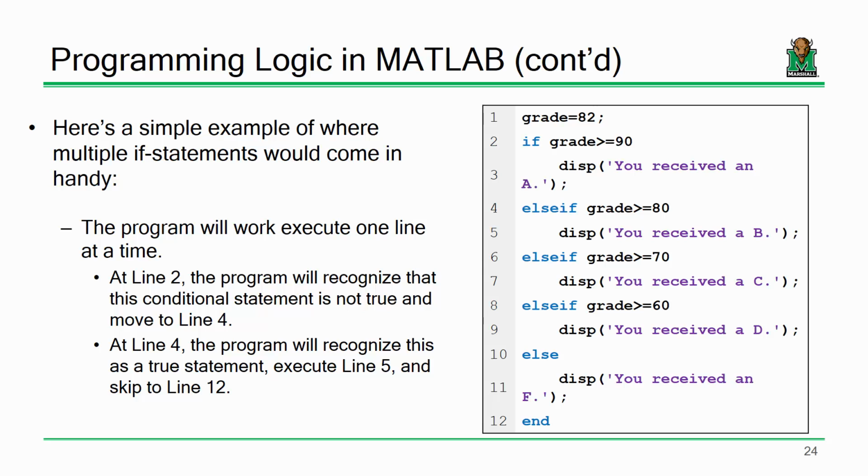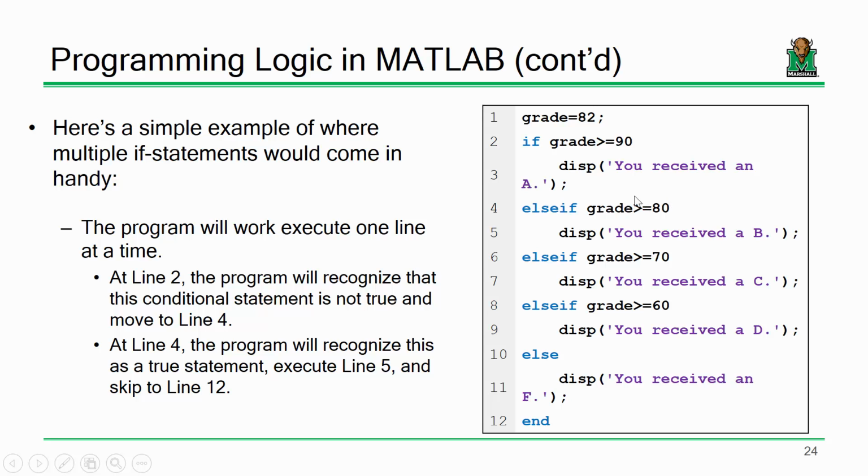And where that would come in useful is if you wanted to assign a letter grade to a numeric value. So what this is illustrating is, let's say that somebody's grade is 82. What this script would do is it would first say, if the grade is greater than or equal to 90, then display you received an A. In this case, that's not going to be true, so it'll move on to the next part of it.